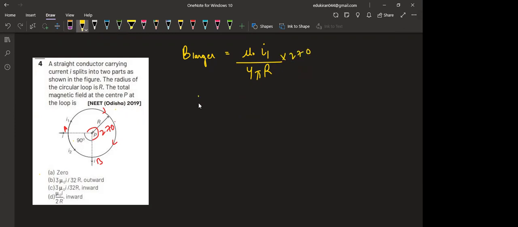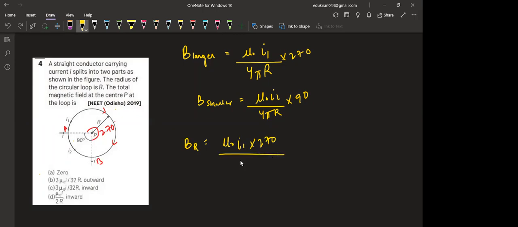Now similarly, magnetic field due to the smaller segment. This is mu naught I2 by 4 pi r. This is 90 degree, basically pi by 2. This is pi by 2 that we have to write, right? So net magnetic field, resultant magnetic field, this is mu naught I1 into 270 by 4 pi r plus mu naught I2 into 90 by 4 pi r. Right? This is how we write.